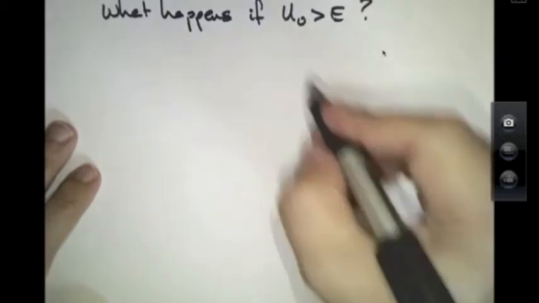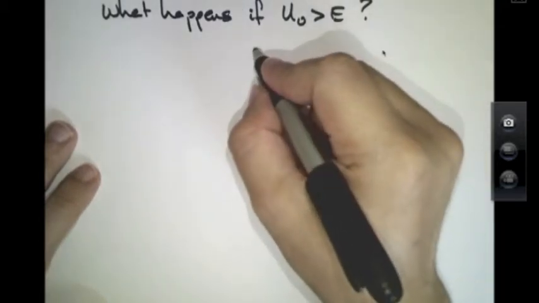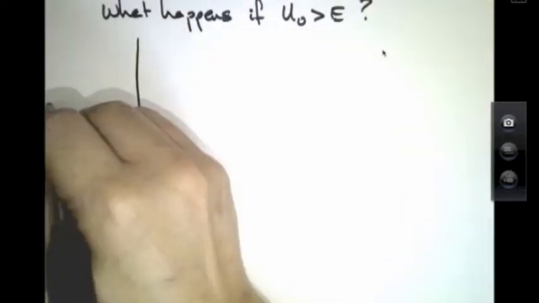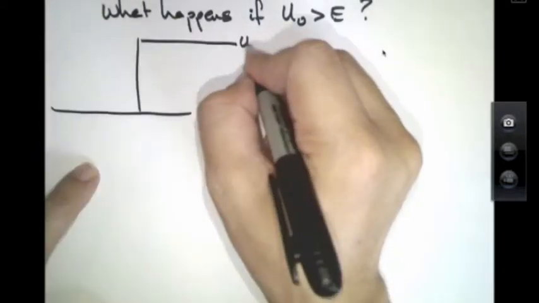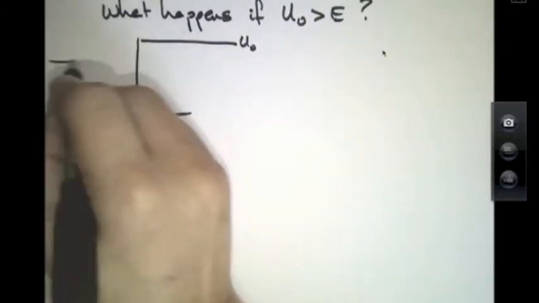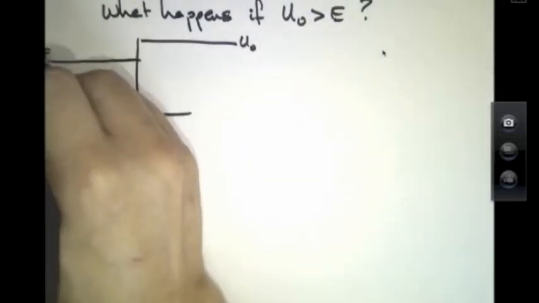What happens on the other hand if U0 is greater than energy? Well, that means we have something like the following case where the particle is going along. It encounters a potential that's rather large. And that's our energy level.